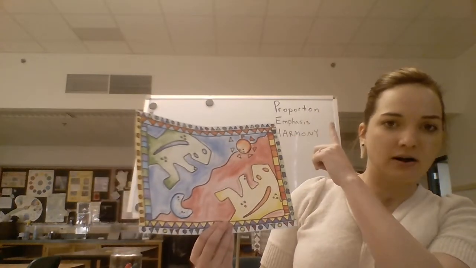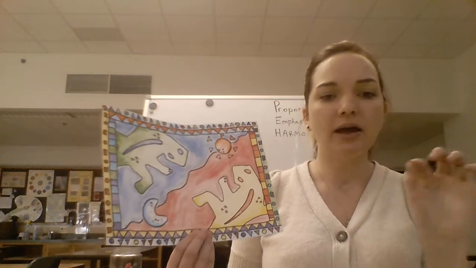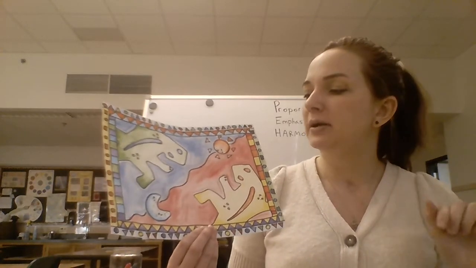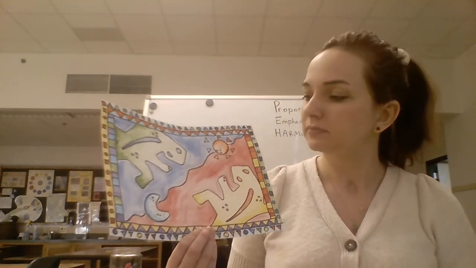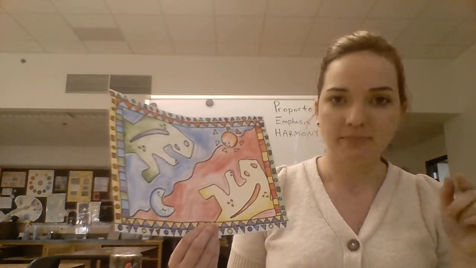So I would write down on my piece of paper, if I was brainstorming this before I'd drawn it, I would say, okay, proportion, what I'm going to use is I'm going to do out of proportion, and I'm going to make my lizards bigger than my sun and my moon.